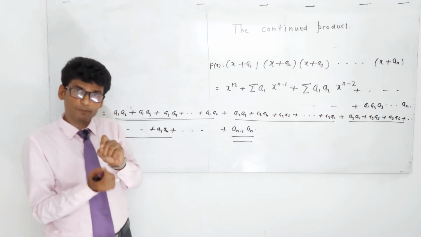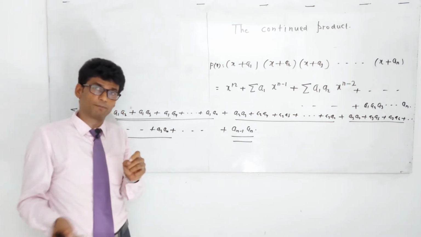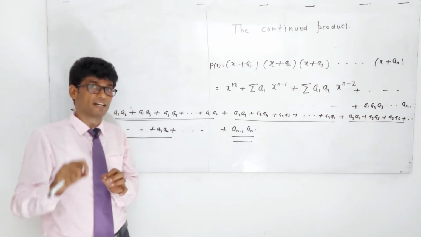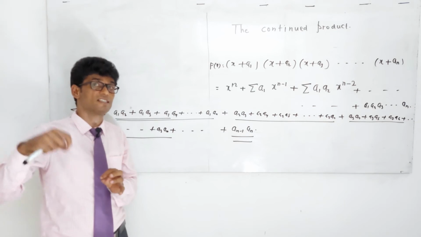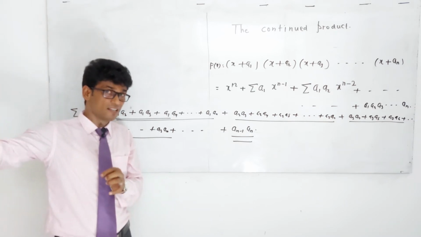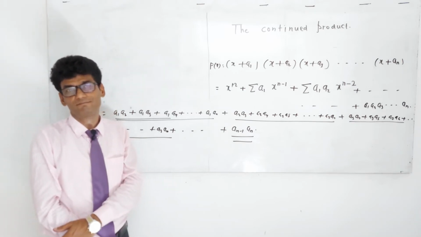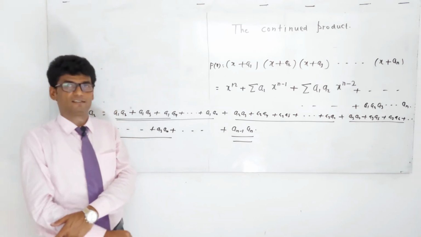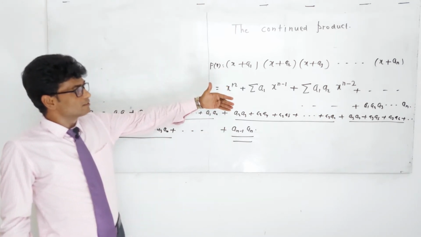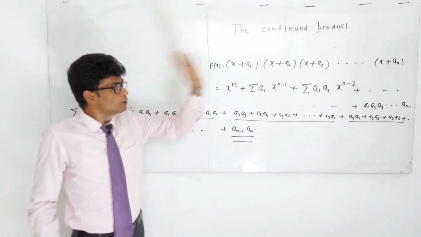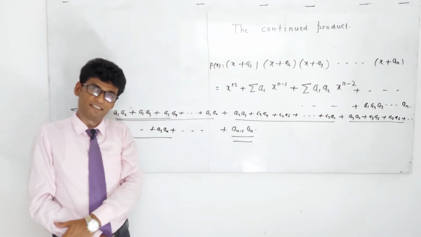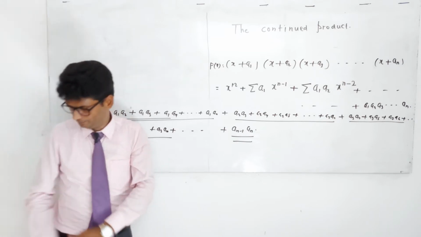So in the principle of mathematical induction, to prove the binomial theorem for positive integral index, we may use the identity nCr plus nCr minus 1 is equal to (n+1)Cr. That's the way. But we may also use the continued product in proving the binomial theorem for positive integral index. Look at how.